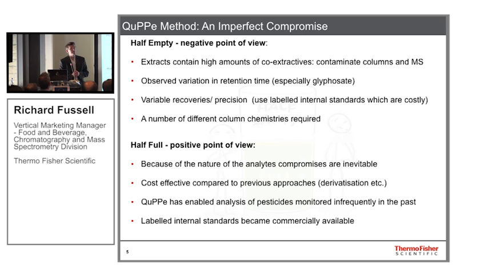I can remember there was a single method for fosetyl-aluminium, for example, which was a derivatization method. There were two for glyphosate, FMOC and the Alpha and S method. So those methods were expensive to implement. And I think that on a very positive note, at least using the QuPPe method has enabled the analysis of pesticides that were previously hardly ever monitored to at least be monitored and to generate data. So I think that's a very positive fact.